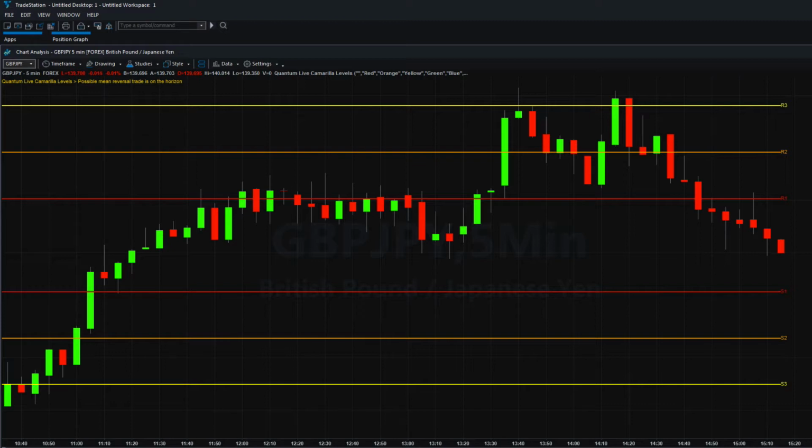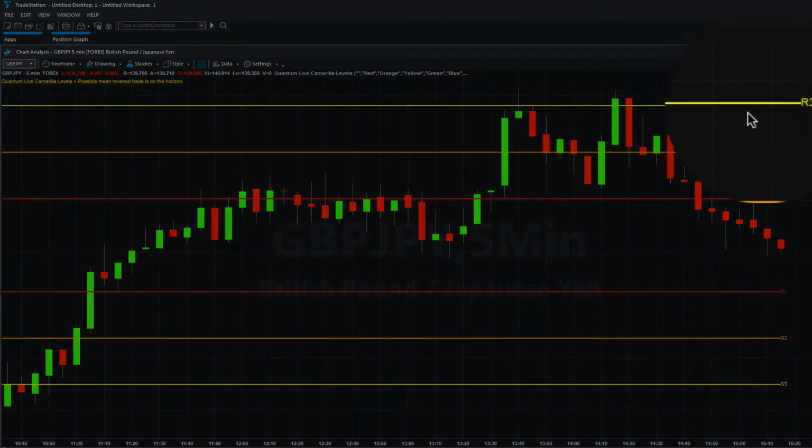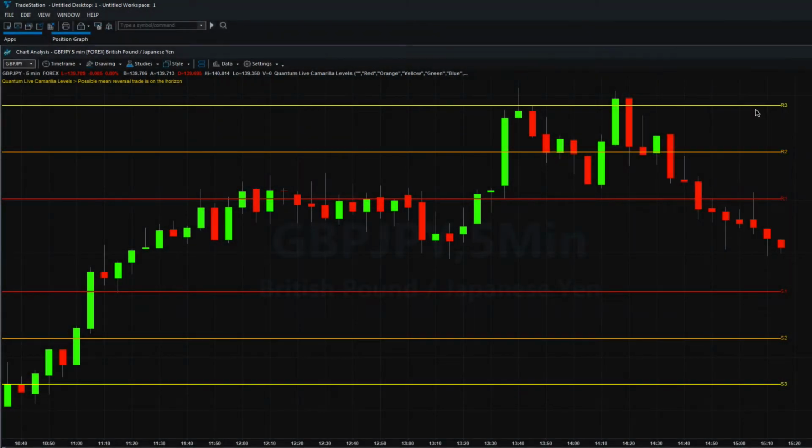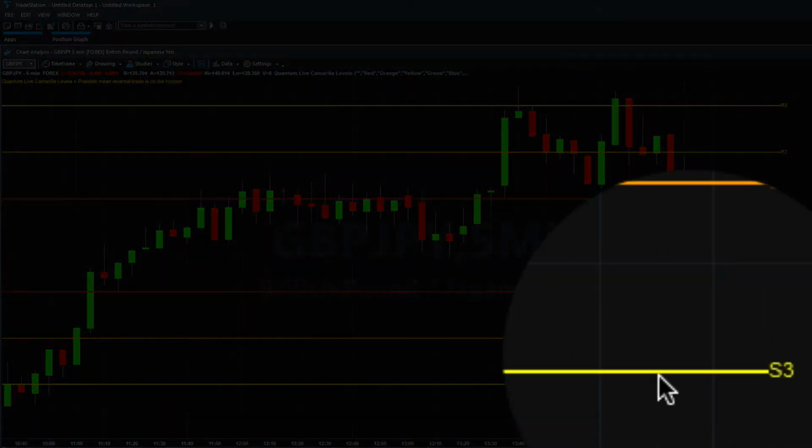And I've also taken this approach because I want to try and explode the levels as best I can to show you in detail what is going on. And in this particular video, we're looking at a reversal opportunity. Now, the key levels for reversals are these two, which is the R3 at the top or the S3 at the bottom.